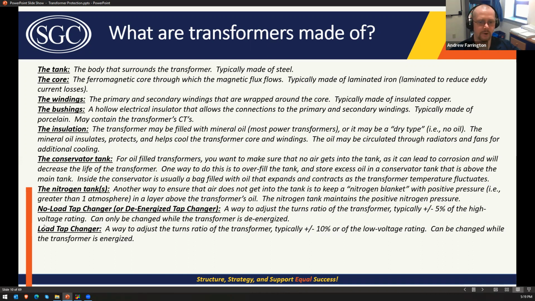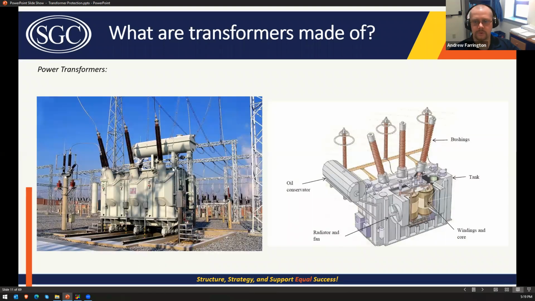These are very common in power transformers. This is a way to adjust the turns ratio of the transformer, which is typically plus or minus 10% of the low voltage rating, and that can be changed while the transformer is energized. So those are kind of the key pieces of equipment of a power transformer.